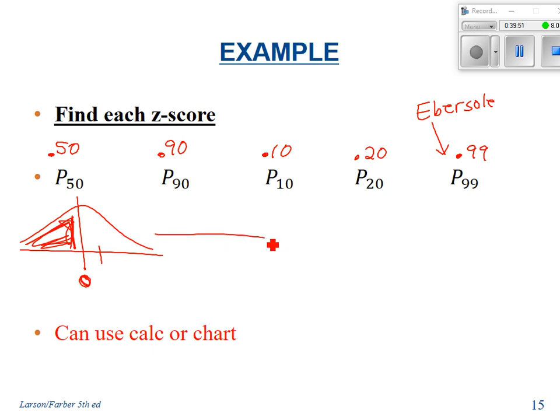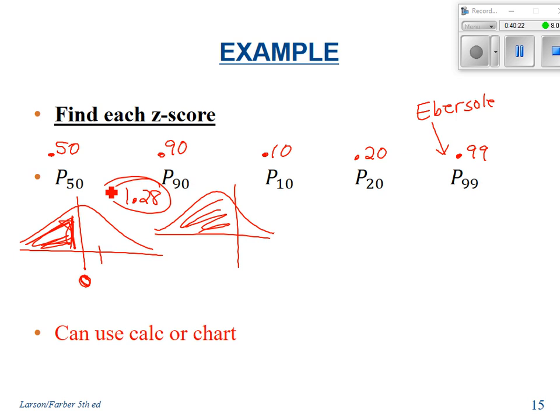For this one, for 90%, we're way over here somewhere, and we want 90% of the area to be on that side. We just hit second, vars, inverse norm, put in 0.90, close the parentheses, 1.2815. When you're doing z-scores, you want to go out 2 or 3 places. So 1.28 would be pretty good.